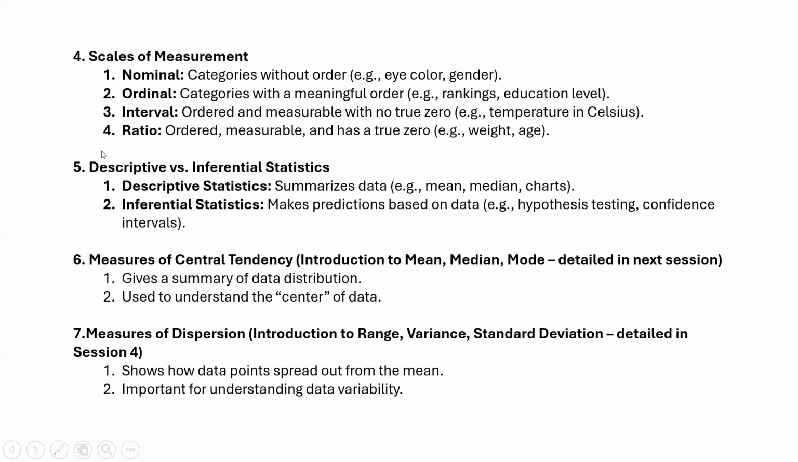Again, now we will talk about the scales of measurement. We have discussed categorical data and numerical data. But even inside categorical data and numerical data, we have different types as well. First, let's talk about the nominal category. These are categories without order. If I'm giving you male and female as gender, will you be able to arrange them in order?